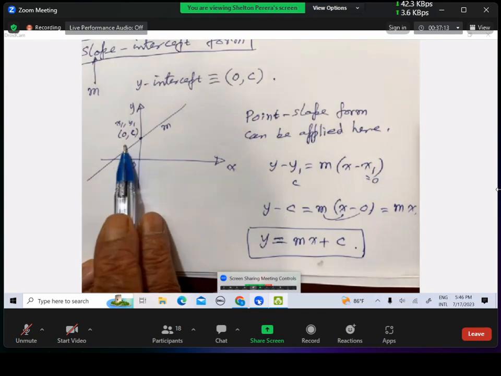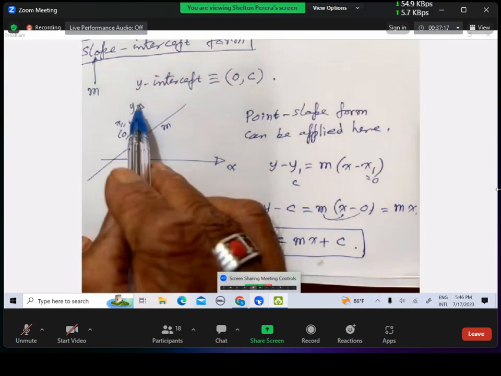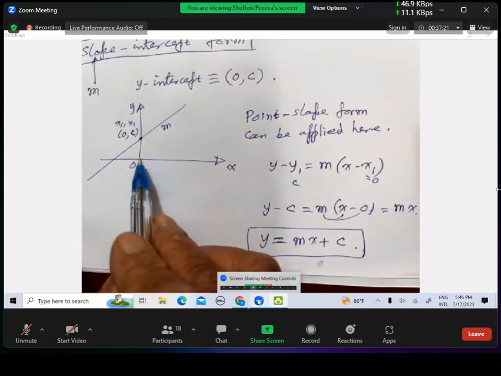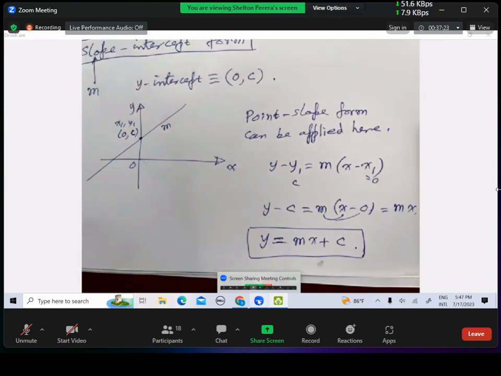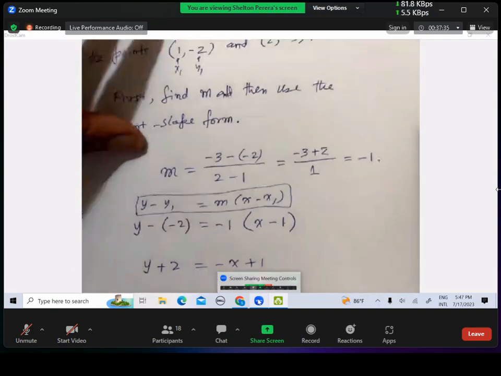of the y-intercept. If it is the y-intercept, it crosses the y-axis at that place, no? Therefore, the x coordinate is 0. That is why I wrote 0, c, y-intercept. Y equals mx plus c. That is the second form, the slope-intercept form.